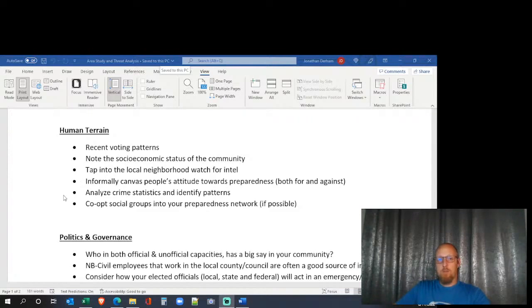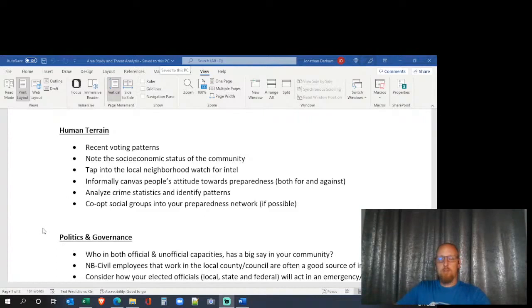Things that you can do with the human terrain: look at your local neighborhood watches. Find out what's going on. Find out if there's trends of problems that are happening or anything that stands out that more people might need to be aware of. Or it could be a forecast of something that's coming, because history predicts the future.